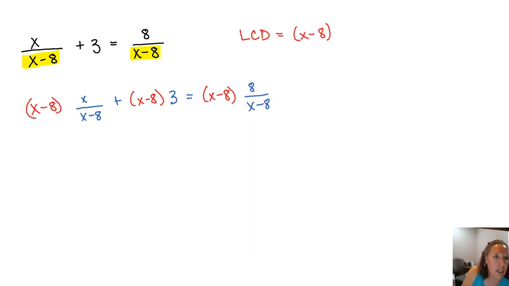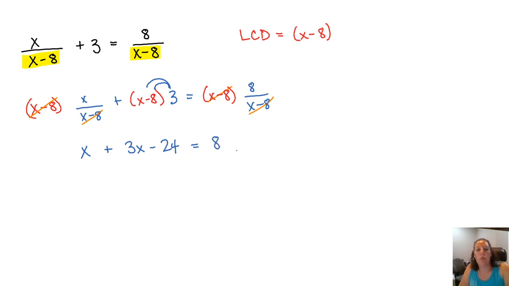And what we see is our x minus 8 is going to divide out in this first fraction, leaving us just with that x that's in the numerator. We can distribute the 3, and we get 3x minus 24. And then on the right-hand side of the equation, our x minus 8s divide out, and we're left with that 8 in the numerator.